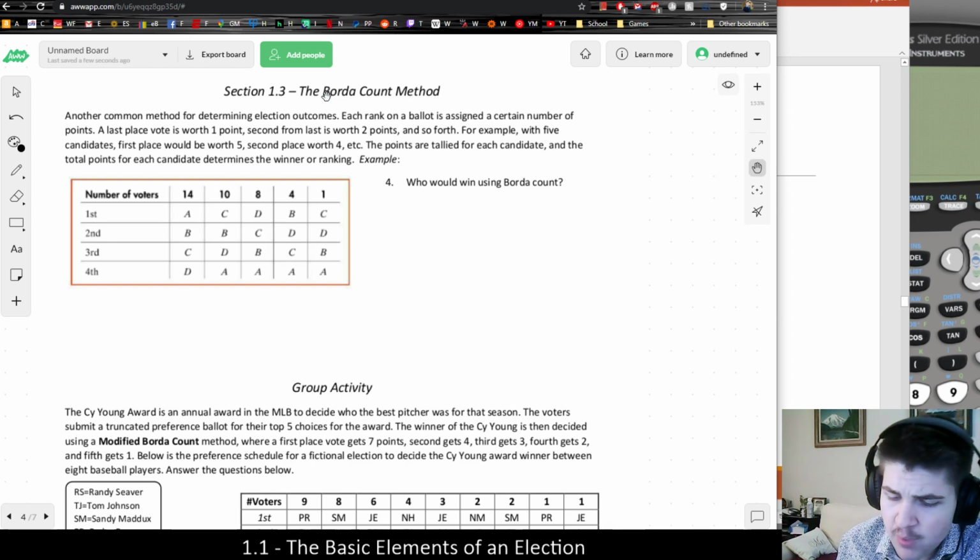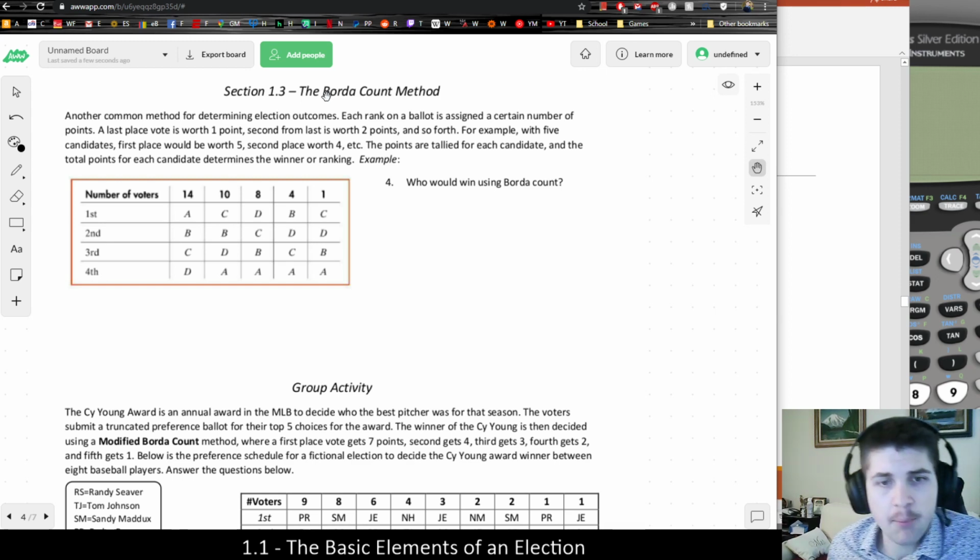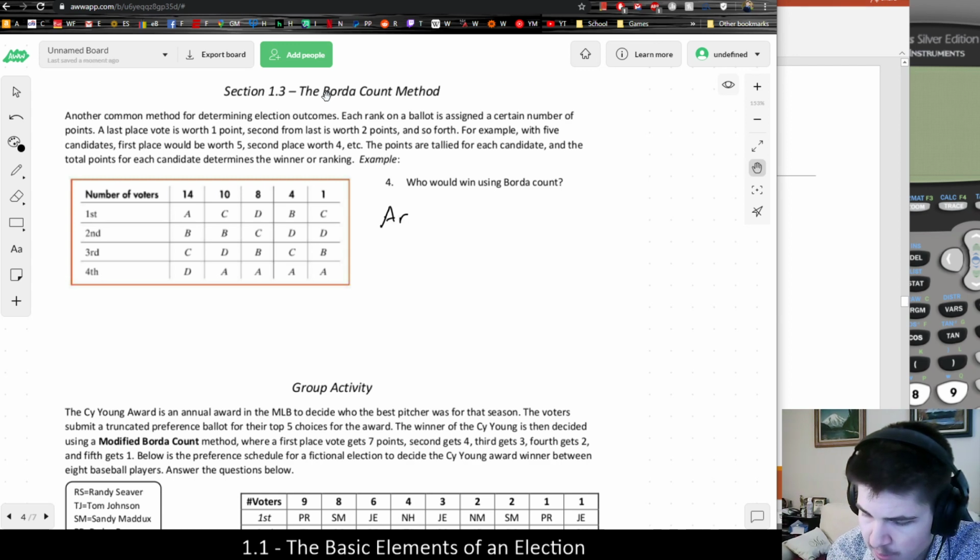So what I like to do when determining the Borda count point totals for each of the candidates is do them one at a time. For example, I could start with Art, just alphabetically, and figure out what his Borda point total is. How I like to do it is go through each tier and each ranking and see how many total votes they get. Like, for example, in this case, Art had 14 first place votes.